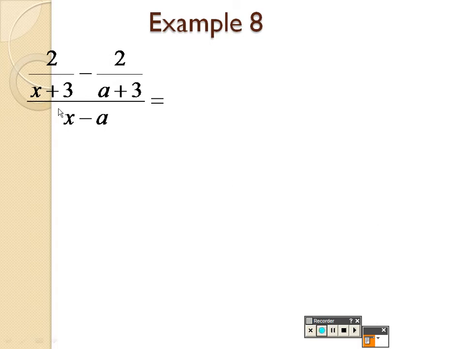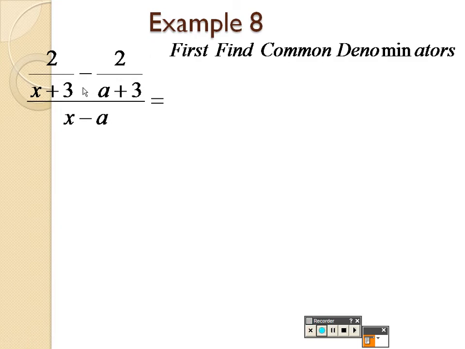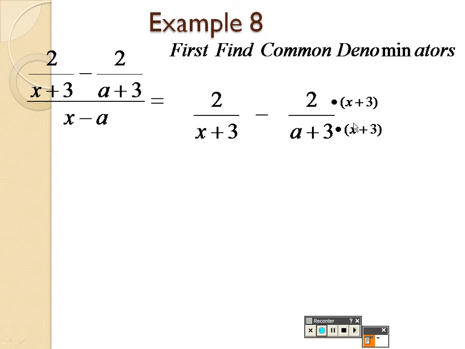So what we're going to do is we're just going to worry about the top for right now. Just worry about the top, and this is the top. So how can I get the top to have common denominators? So this has an x plus 3 in it, so I need to multiply this by an x plus 3 on both the top and the bottom. This has an a plus 3 in it, so I need to multiply this by an a plus 3 on both the top and the bottom.